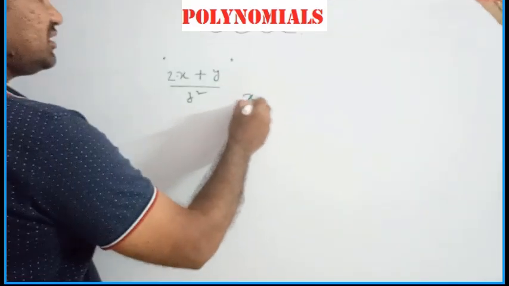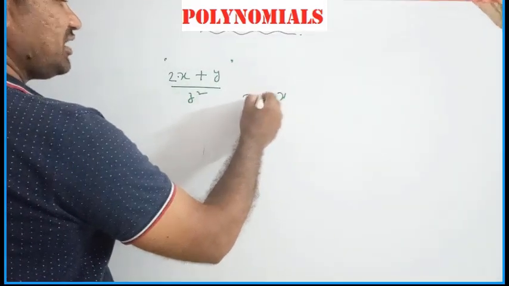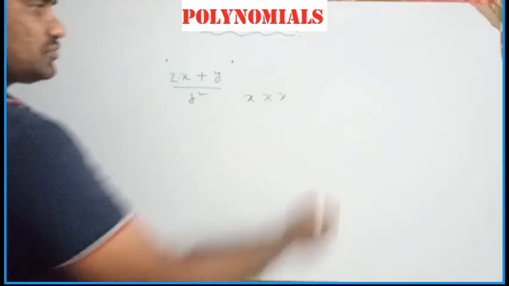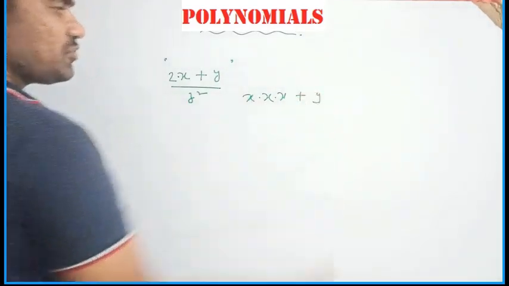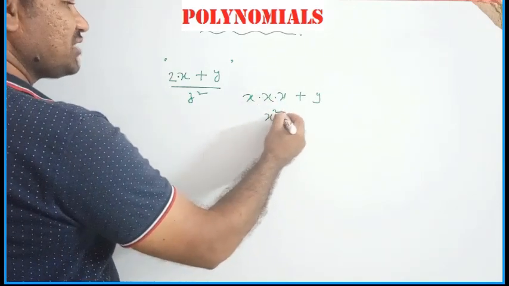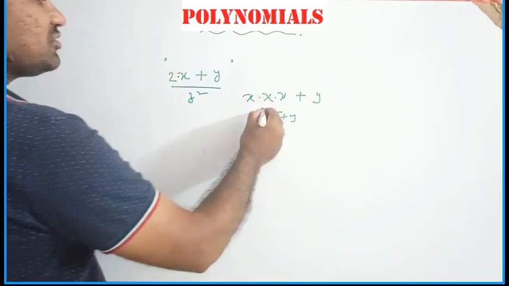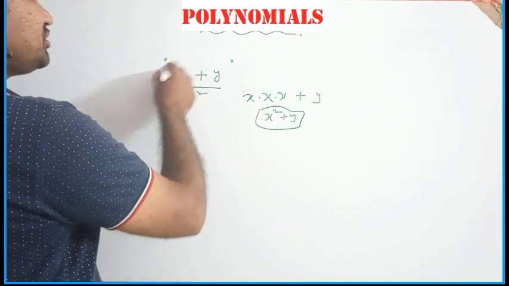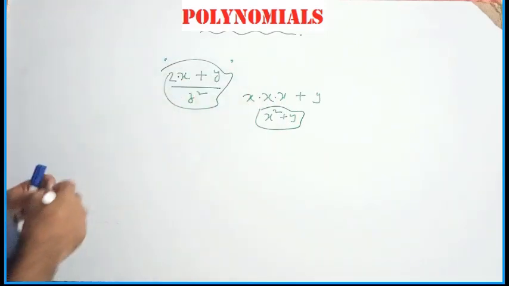So x connected with into symbol, and y, and this term is connected with plus symbol. X means I can say x square plus y. So this is also another algebraic expression.